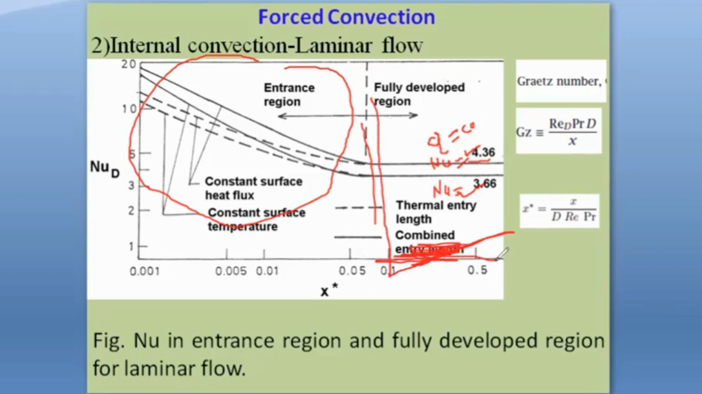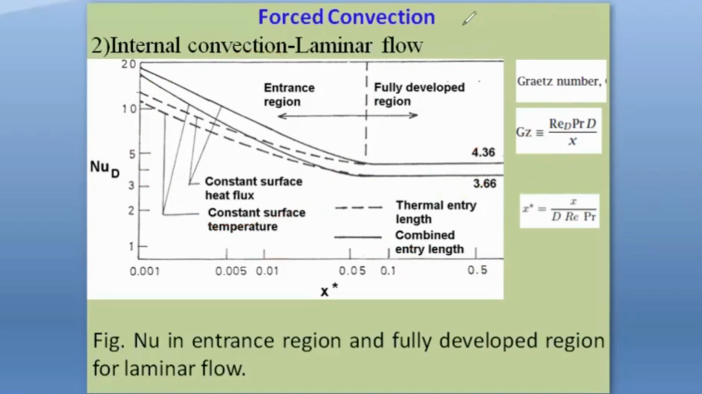When the thermal boundary layer is developed. If it is not developed, then it varies like this. So we have to use some relations. We use the Graetz number and then we calculate. For the entry region, we use some correlations.